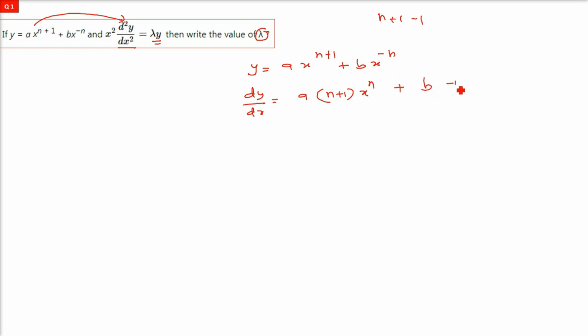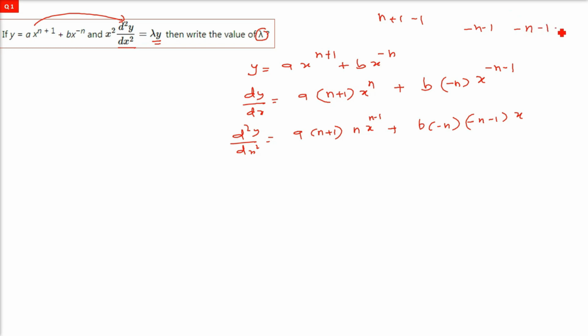Now here minus n will come in front, x to the power minus n minus 1. So it will be minus n minus 1. So this is the first differentiation. Now we'll go for the double derivative, which is the higher order derivative. A into n plus 1 is a constant, n will come in front, x to the power n minus 1, plus b minus n is there. Now minus n into minus n minus 1 will come in front, x to the power minus n minus 1 minus 1, that is minus n minus 2.